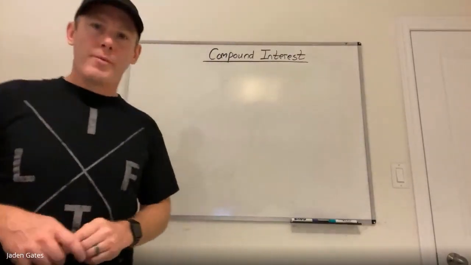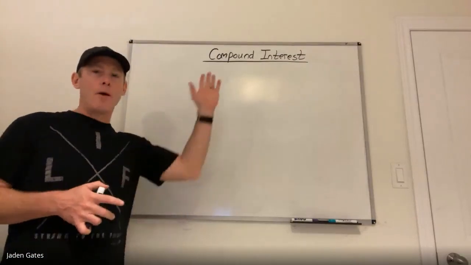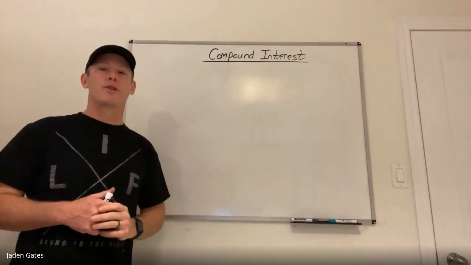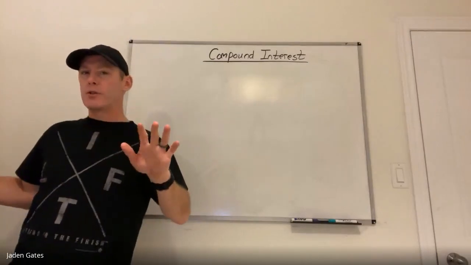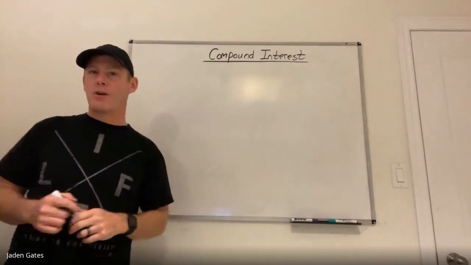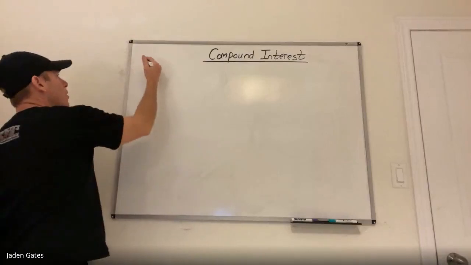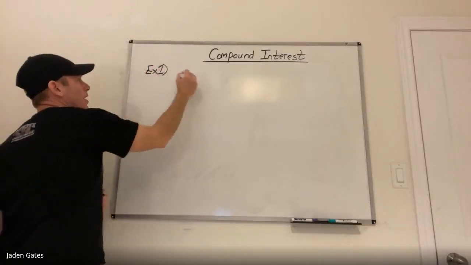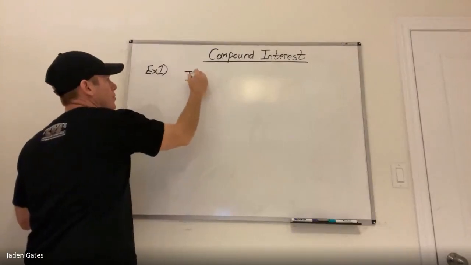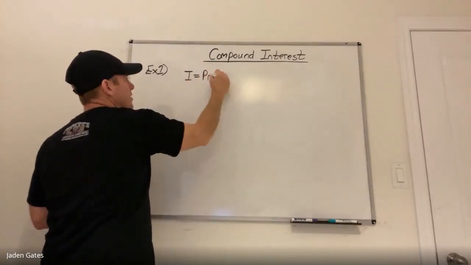All right, so now, like I said, we're getting into compound interest. This is what's used on a regular basis today. Now, I want to compare the two and explain the difference between simple interest and compound interest. So for example one today, I'm going to do another simple interest question. I've got I equals P, R, and T.